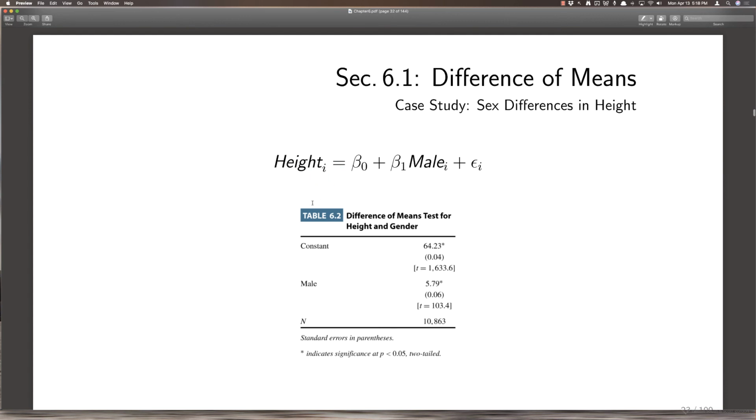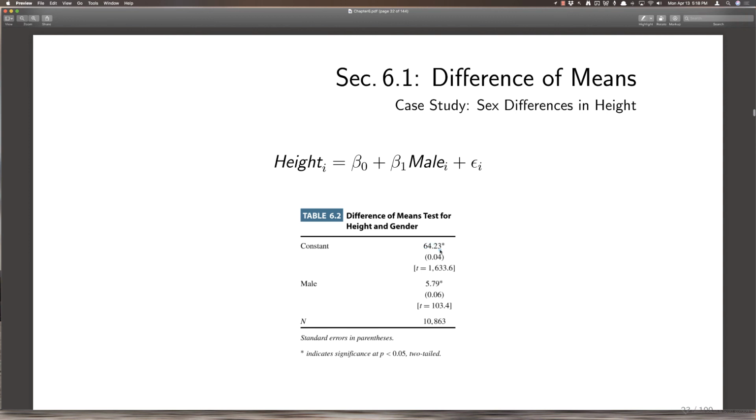So here is what this regression looks like. And again, in this data set, everyone identified as either male or female. So we're going to first look at the version where the independent variable of interest is male. All right, so male got the 1 in this data set, and everyone who didn't identify as male got a 0. All right, so this is the regression we run first, and here is what we get back. All right, so we get back a constant of 64.23.